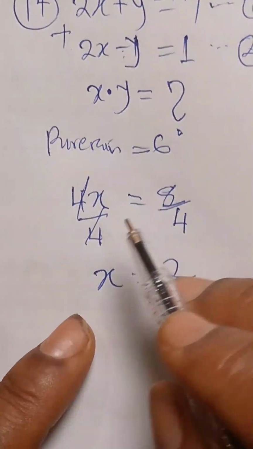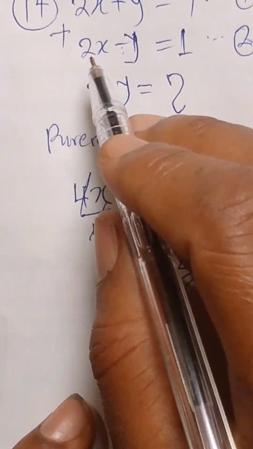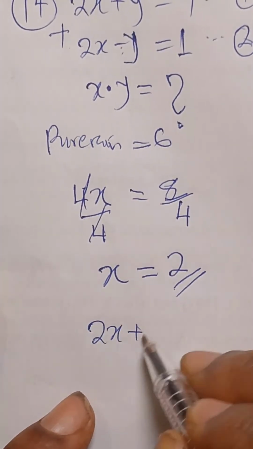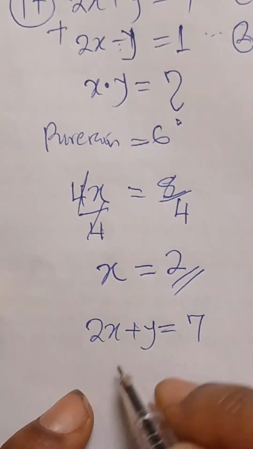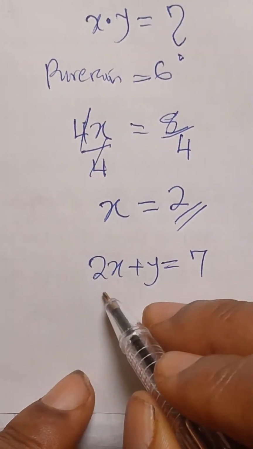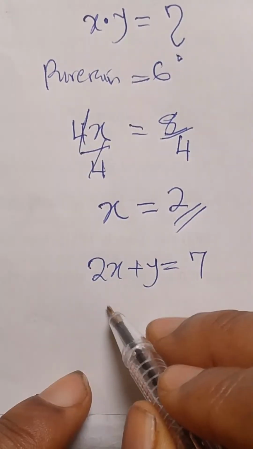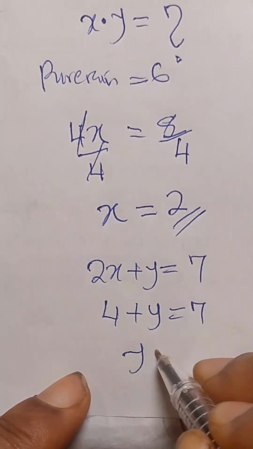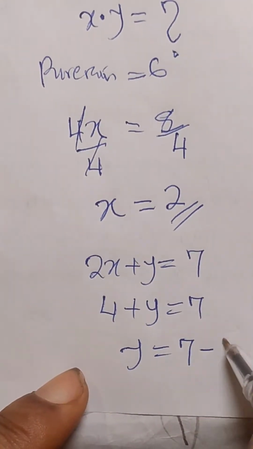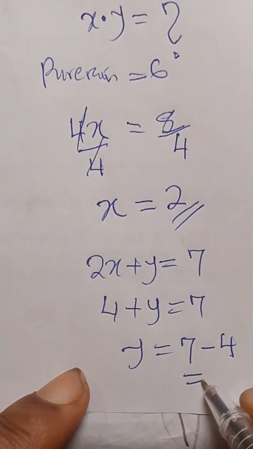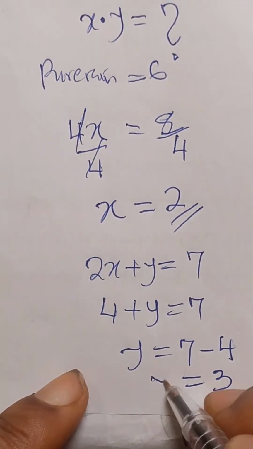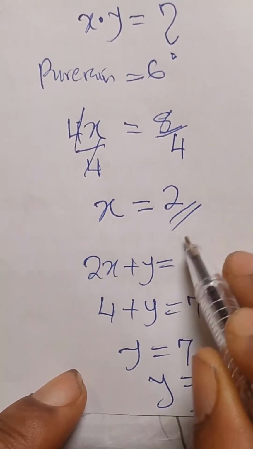Then to find our y, we can pick any of these equations. Like we have 2x plus y is equal to 7. Our x is 2, so 2 times 2 is 4. 4 plus y is equal to 7. So y is equal to 7 minus 4, and 7 minus 4 is 3. So our y here is 3 and our x is 2.